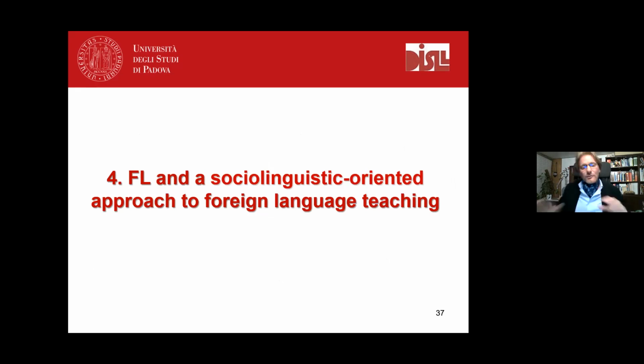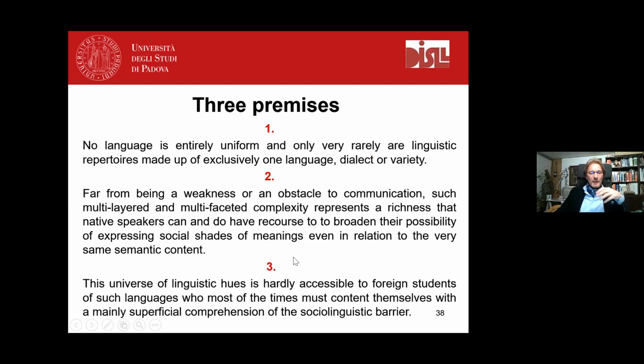Now, let us try to make some kind of very clear relation between folk linguistics and a sociolinguistically oriented approach to foreign language teaching. There are three premises we need to make. No language is entirely uniform, and only very rarely are linguistic repertoires made up of exclusively one language, dialect, or variety. This applies, I think, to 99% of countries worldwide. Maybe one exception is New Zealand, but other countries everywhere in the world tend to be multilingual.